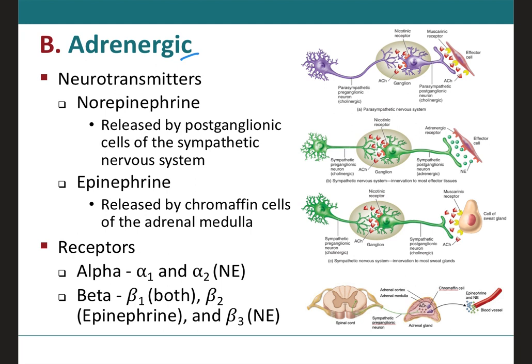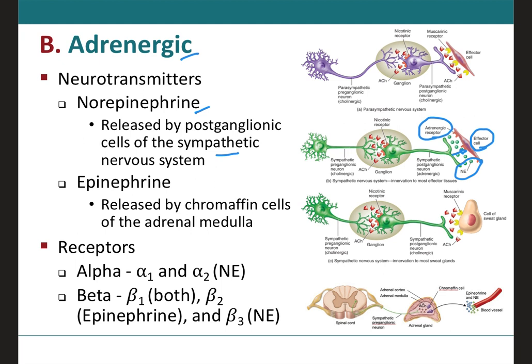These will release norepinephrine, which can also be known as noradrenaline. So that's where the adrenergic part comes from. And most sympathetic postganglionic neurons are going to be adrenergic. So once norepinephrine is released from an adrenergic neuron, it will diffuse across the synaptic cleft, and it will bind to specific adrenergic receptors on the postsynaptic membrane, and this will cause either excitation or inhibition of the effector cell. Therefore, we can say that the adrenergic receptors are going to respond to the binding of either norepinephrine or epinephrine.